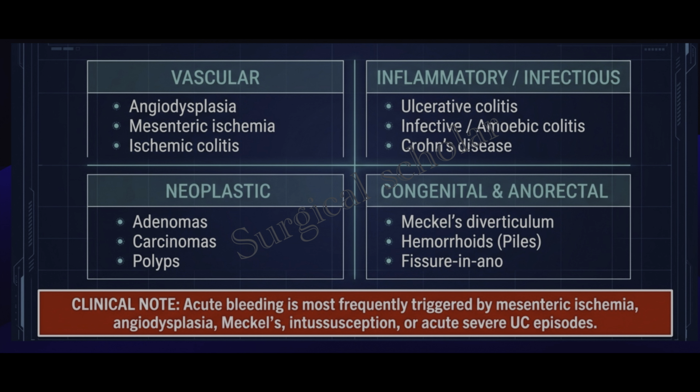Etiologies can be further divided as vascular origin: angiodysplasia, mesenteric ischemia, ischemic colitis. Inflammatory or infectious origin: ulcerative colitis, infective or amoebic colitis, Crohn's disease. The neoplastic are the adenomas, carcinomas and the polyps. Congenital and anorectal are Meckel's diverticulum, hemorrhoids, fissure in ano. Acute bleeding is most frequently triggered by mesenteric ischemia, angiodysplasias, Meckel's, intussusception or acute severe ulcerative colitis episodes.